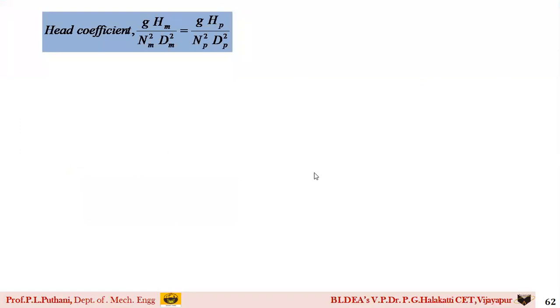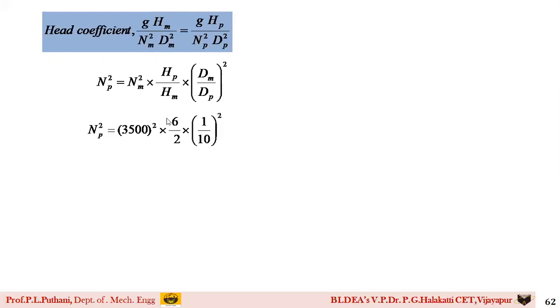That is, we have to calculate the head coefficient using our head coefficient equation. In this head coefficient equation, we take the values which are given in the question. Substitute the values and get the value of Np. We need to find the value of Np here. We substitute the values of Nm, Hp by Hm, then Dm by Dp. Already the scale is given to us. Once we substitute the values, on simplification we get the value of Np as how much?